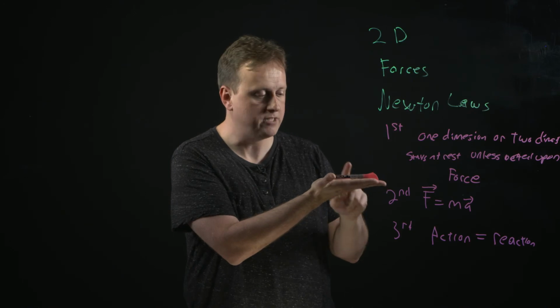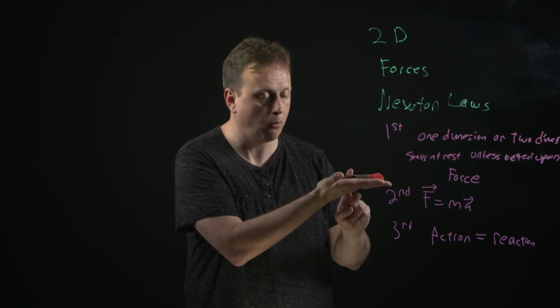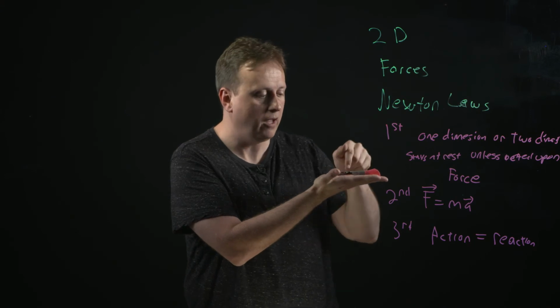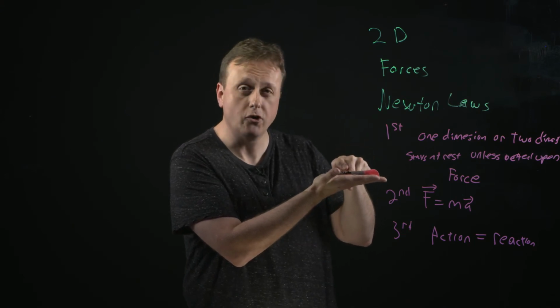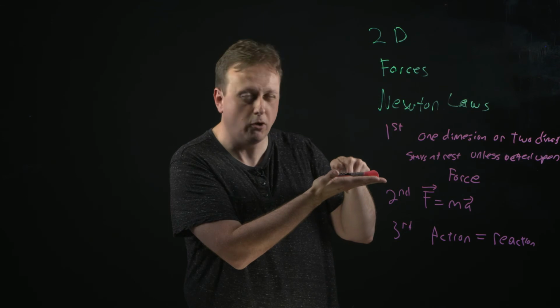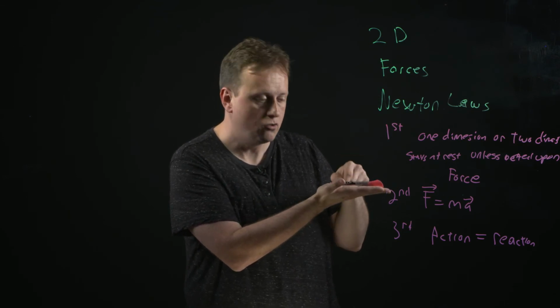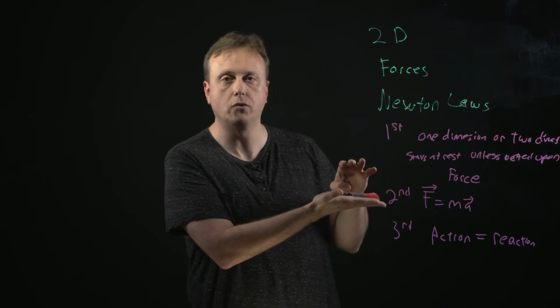What about the table? The table has a normal force, a force pointing up from the table surface, holding it up. And then the marker actually has a force onto the table. The marker is pushing on the table with a force pointing down. So those are two examples of equal and opposite forces.